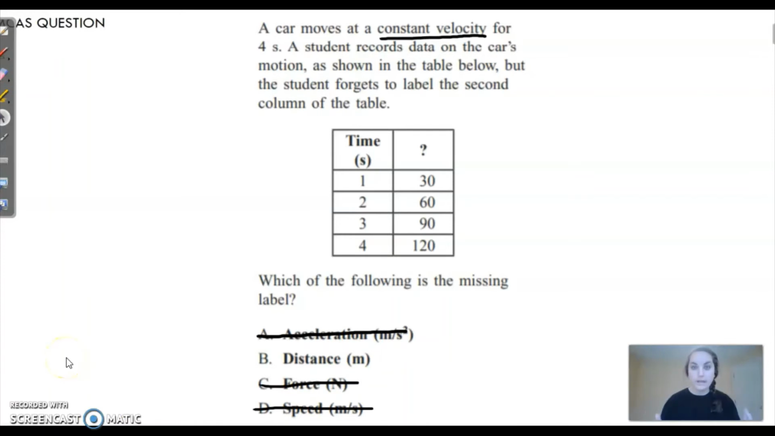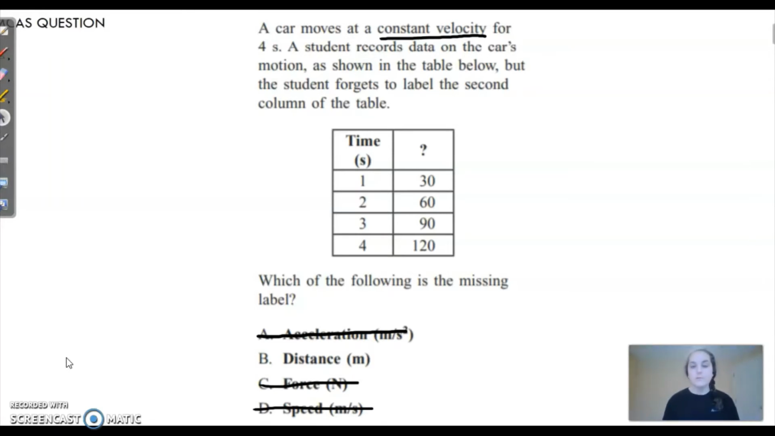All right, so looking at this, constant velocity. That means that your direction and your speed aren't changing. So when we're looking at what is missing here, the best answer choice is going to be distance, because if it was acceleration, that would be a change in your velocity. And there's no change in our velocity, it's constant. Force, again, if you change the force, that's going to change your velocity. It's going to change your speed. So force would not be the right answer here.